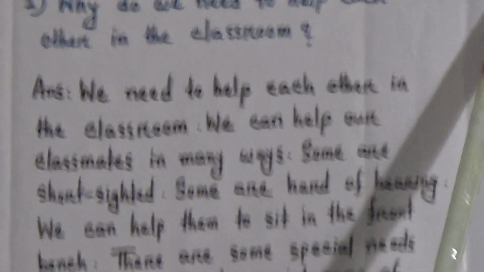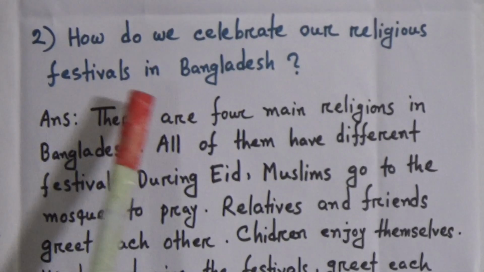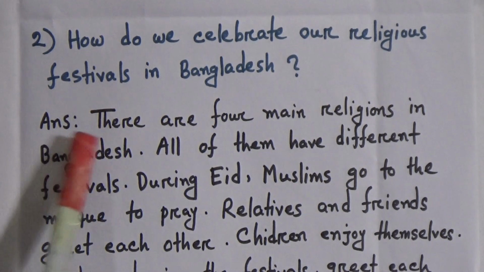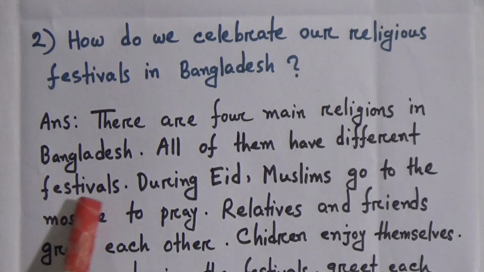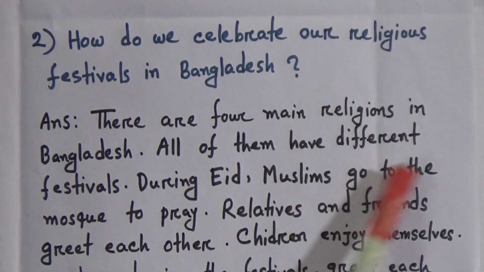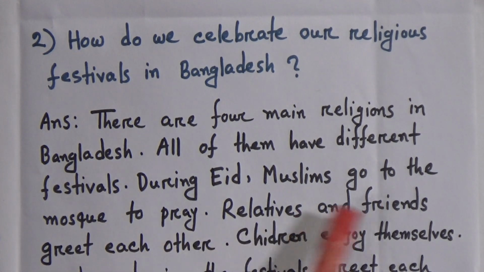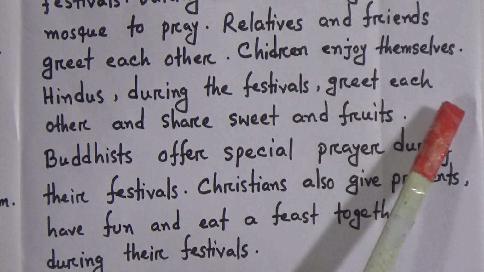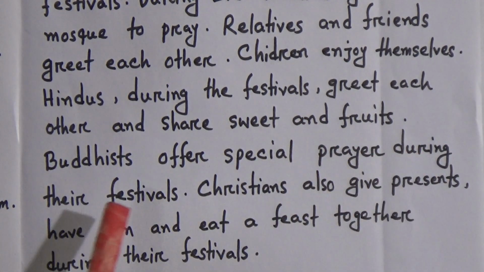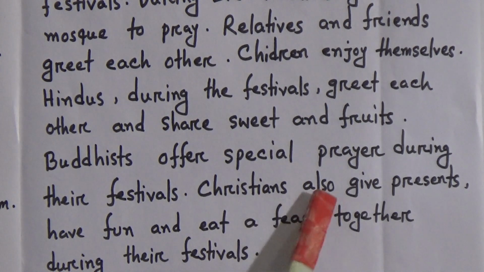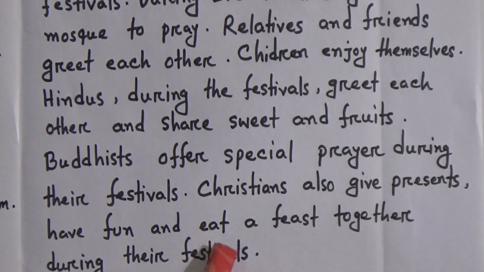So number 2, how do we celebrate our religious festivals in Bangladesh? The answer of this question is there are 4 main religions in Bangladesh. All of them have different festivals. During Eid, Muslims go to the mosque to pray. Relatives and friends greet each other. Children enjoy themselves. Hindus during the festivals greet each other and share sweet and fruits. Buddhists offer special prayer during their festivals. Christians also give presents, have fun and eat a feast together during their festivals.